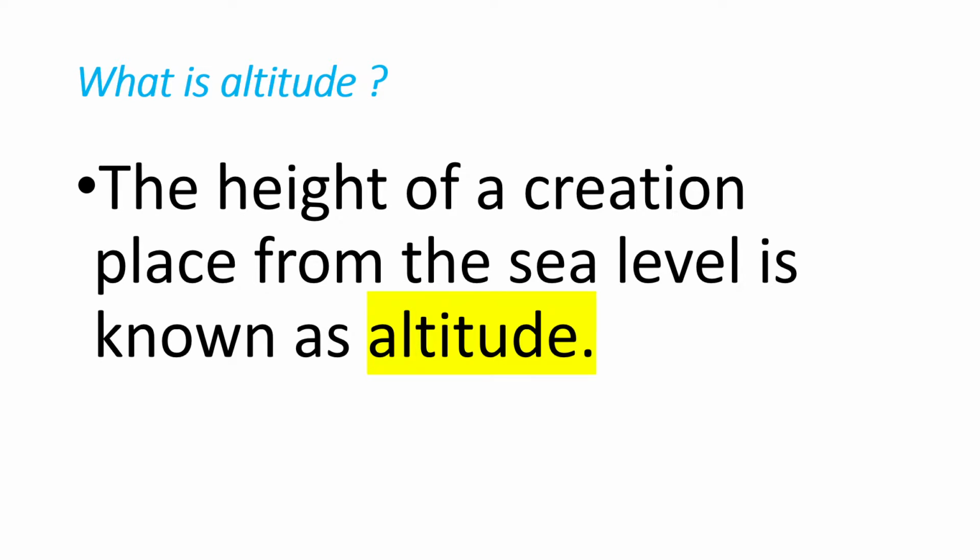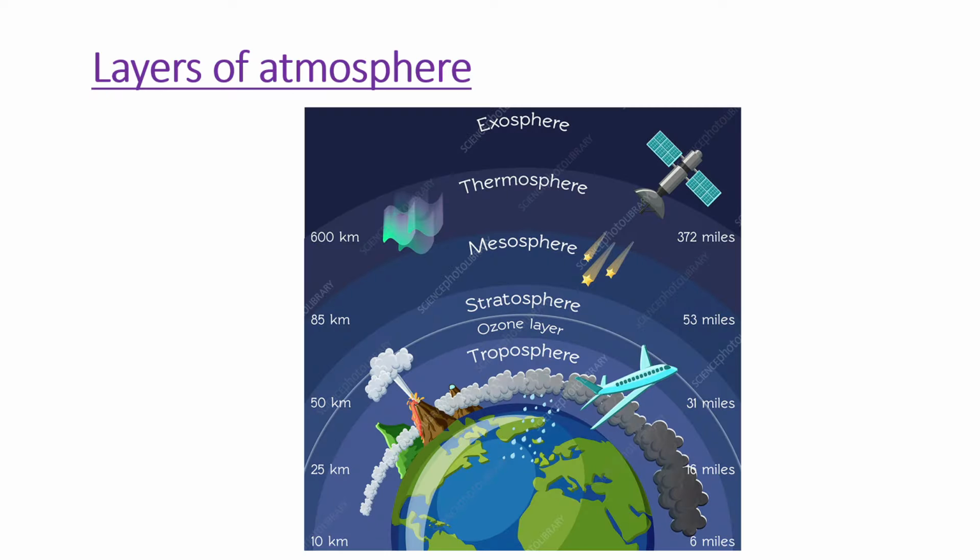So what is altitude? The height of a place from the sea level is the altitude. According to the altitude, the pressure and temperature change in different levels of the atmosphere. Based on these differences, the atmosphere is divided into 5 layers. The 5 layers of the atmosphere spread out from the Earth's surface respectively. So we can learn these 5 layers of the atmosphere.